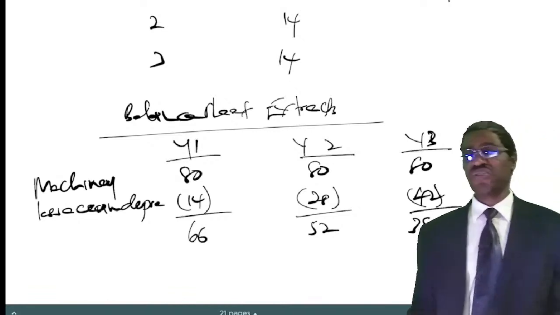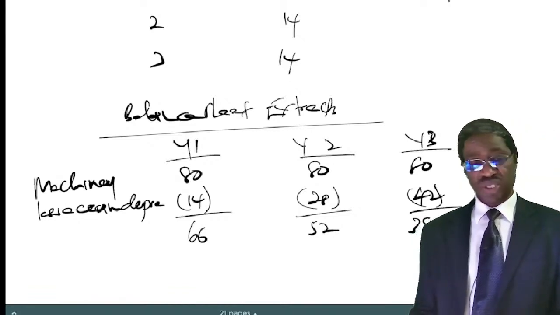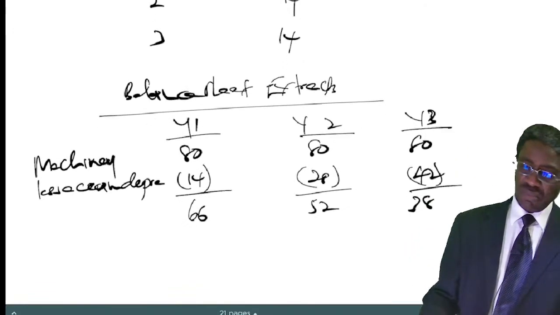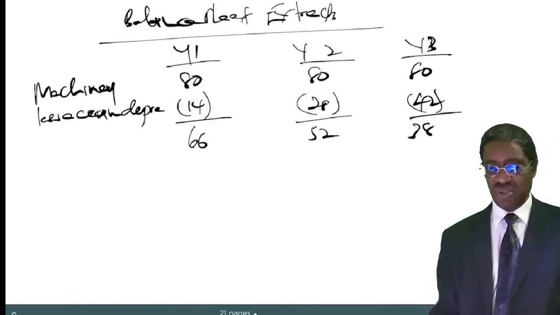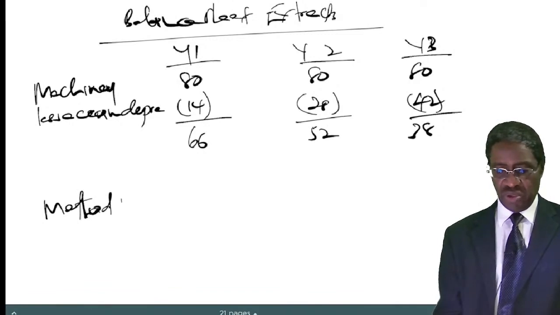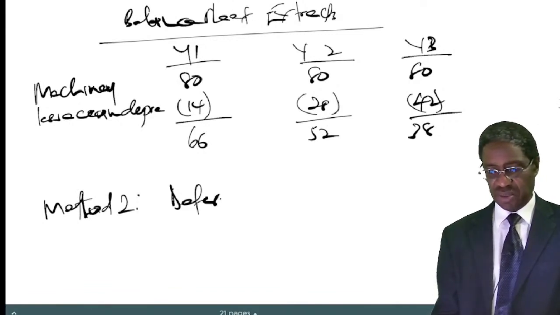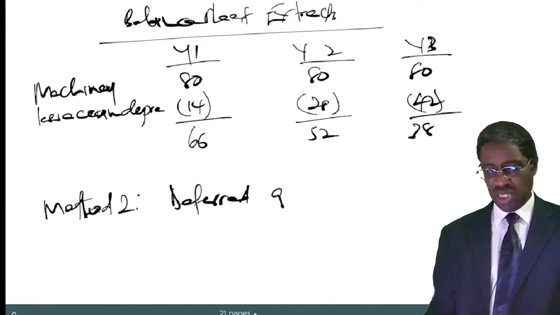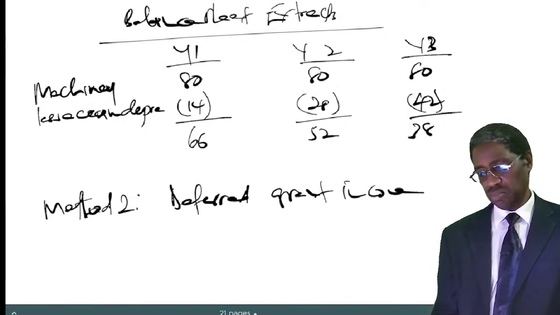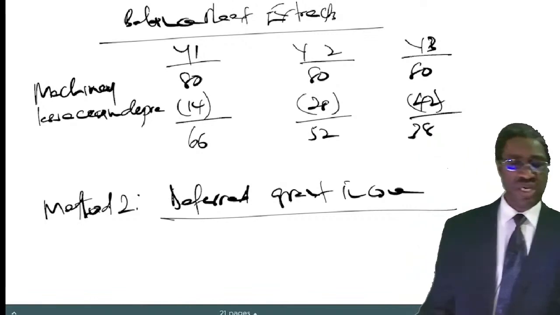Let's do the second method where we are accounting for the grant using the deferred income. If you are through, write method 2, deferred grant income.